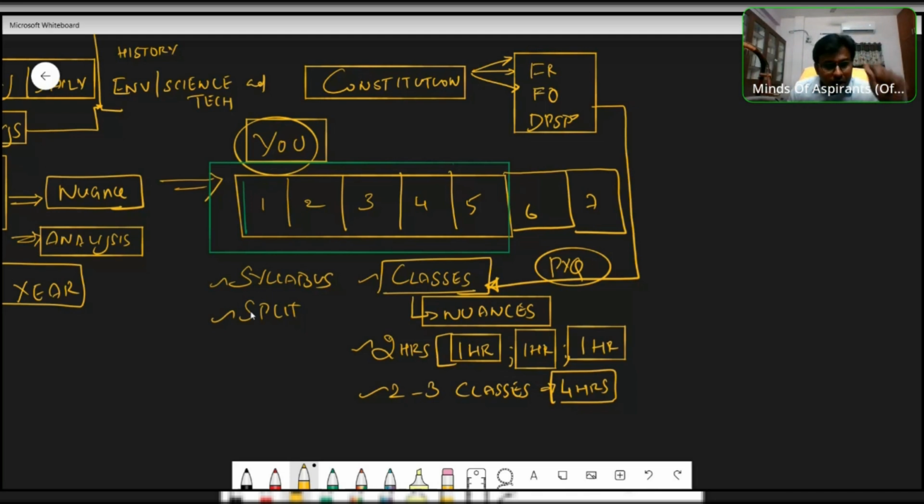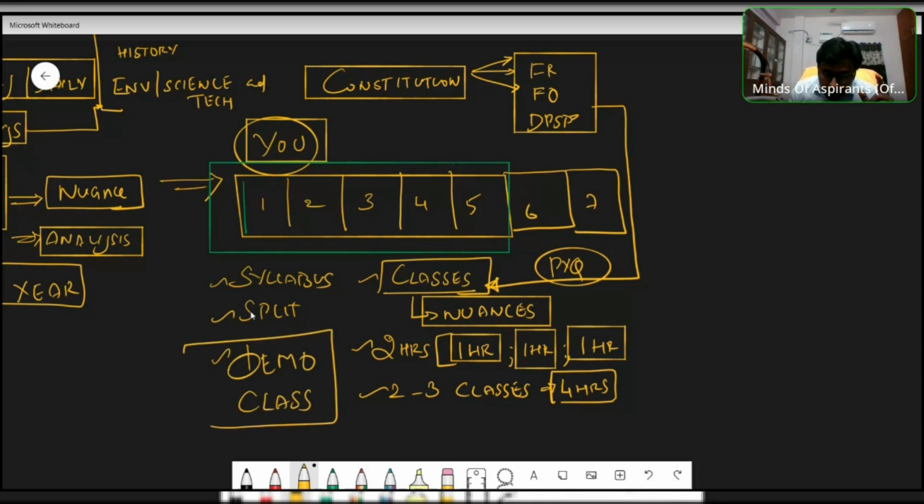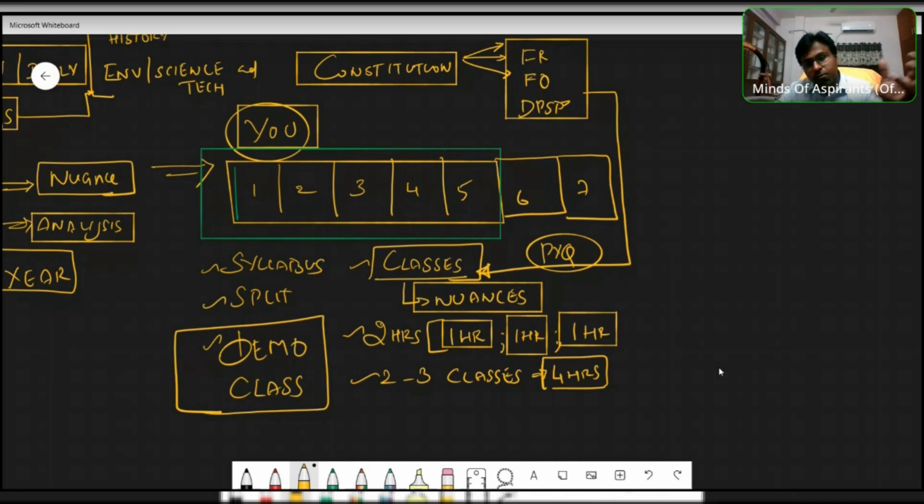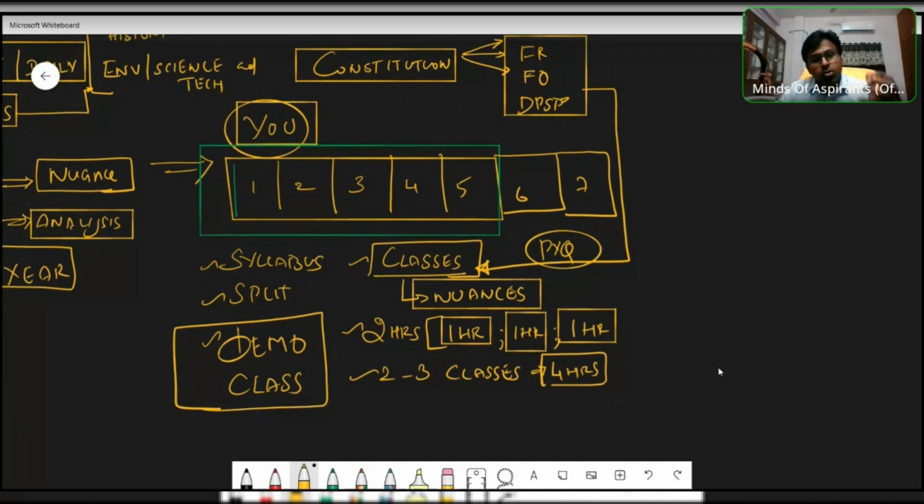And if you ask me, again, you will have a doubt: how is it possible to cover fundamental rights, fundamental duties, the DPSP and the historical underpinnings of the Constitution all in one particular class? I will upload one demo class very soon, which I have already taken, and that is why I am telling you this is possible. You can look at part of it, maybe half an hour, to see how we are covering it. That is how we look at this nuanced approach.